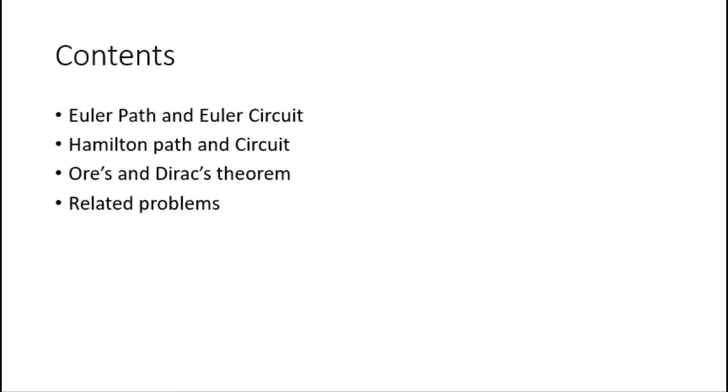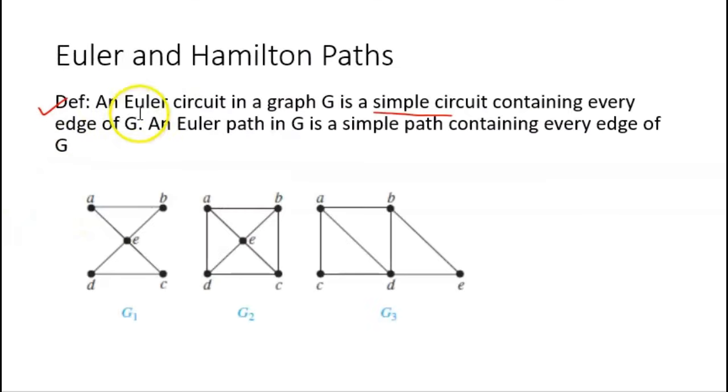In this lecture I am going to discuss Euler Path and Circuit, Hamilton Path and Circuit, Euler's and Dirac's Theorem and related problems. So to understand the concept better, you need to watch the video till the very end, right? So let's start. First of all, what do I mean by the Euler circuit and Euler path?